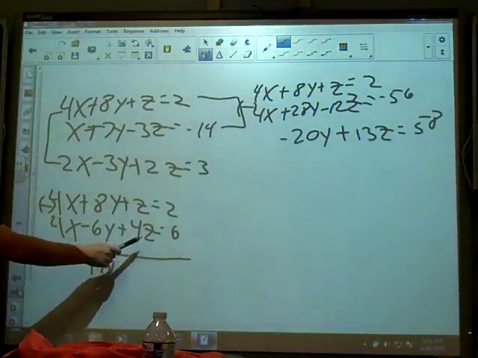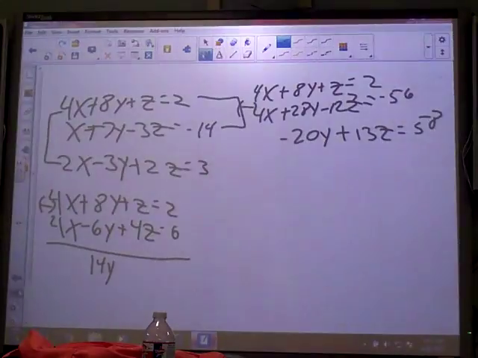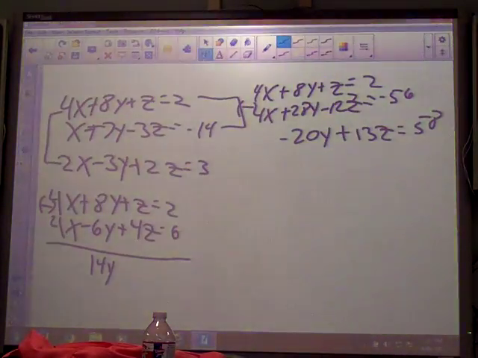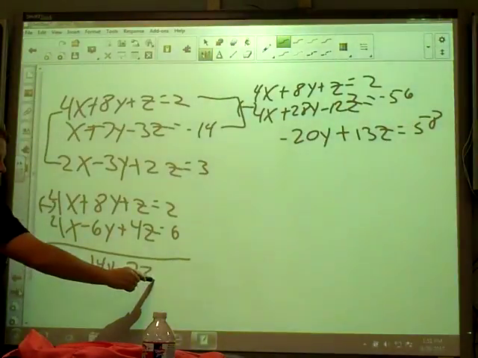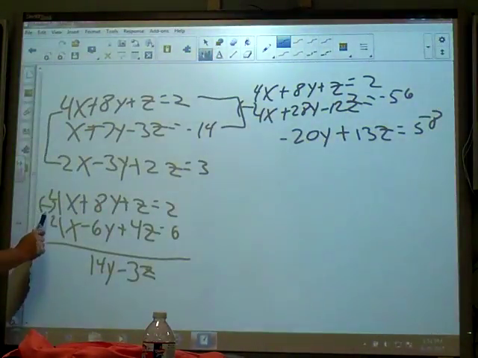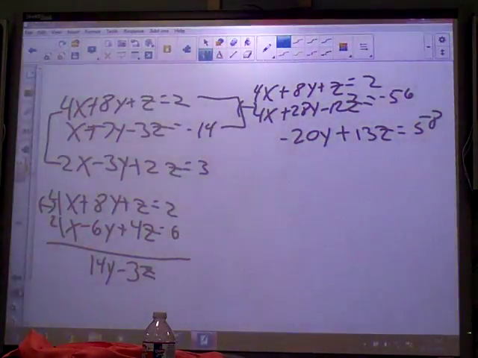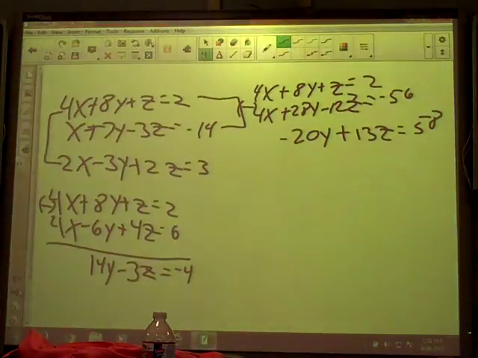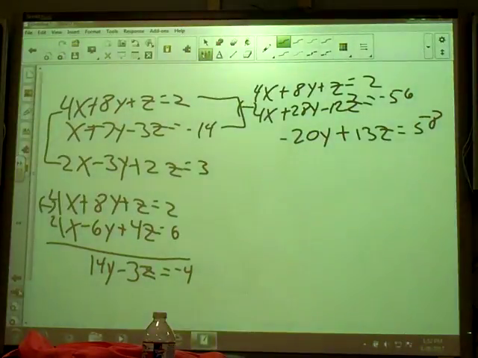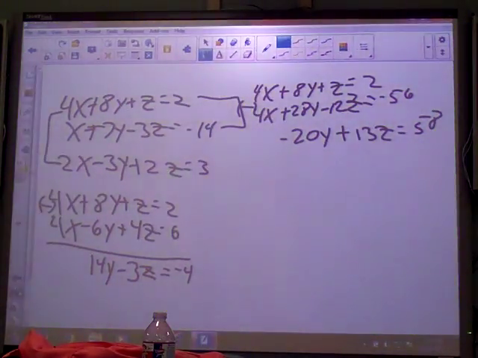Z minus 4z. Negative 3z. And 2 minus 6. Negative 4. Alright, that's new equation number 2. Now, no 2 for 1 special, and this is ugly, because look at your 2 new equations. We have to put those together now to get rid of a variable.